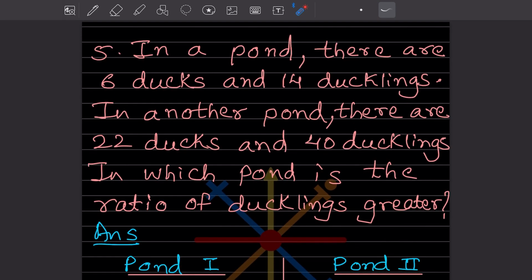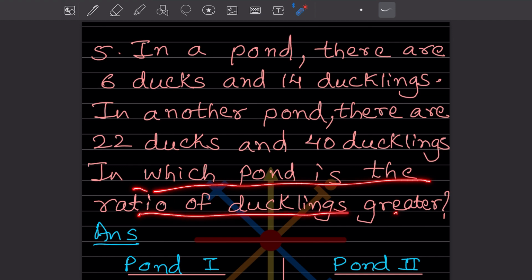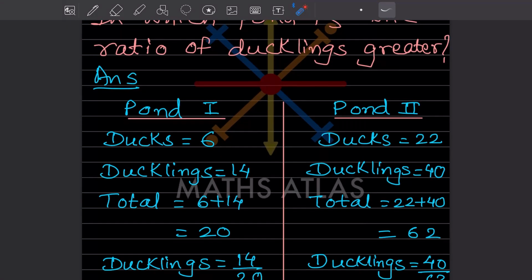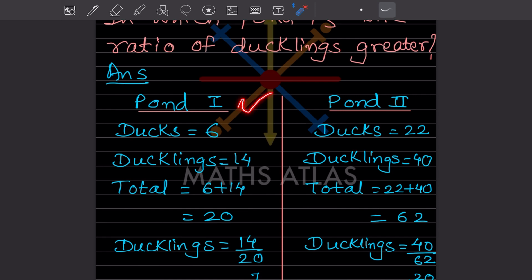Now the next question says that in a pond there are 6 ducks and 14 ducklings. In another pond, so there are 2 ponds, in a pond that is 1 and in the other pond there are 22 ducks and 40 ducklings. Then it asks, in which pond is the ratio of ducklings greater? So now what did I do? I wrote this is pond 1 and this is pond 2.